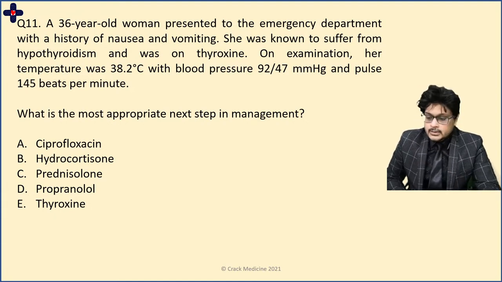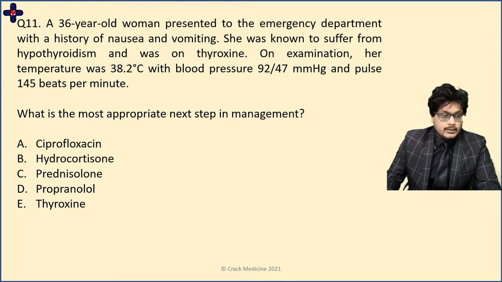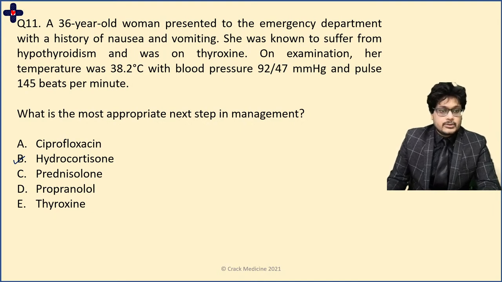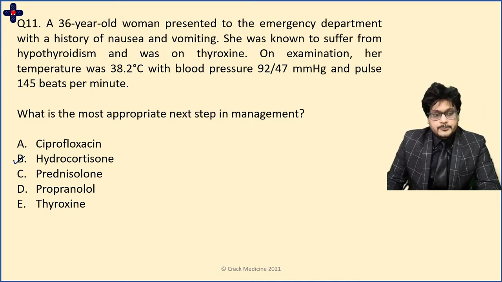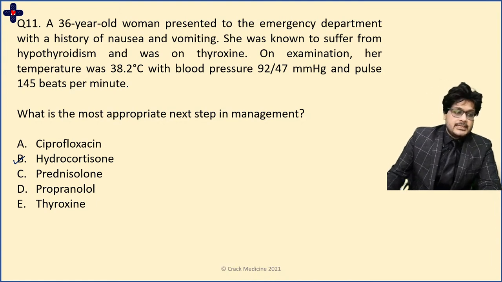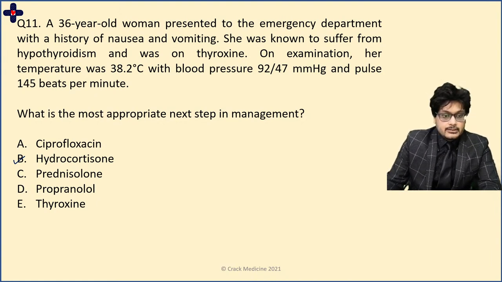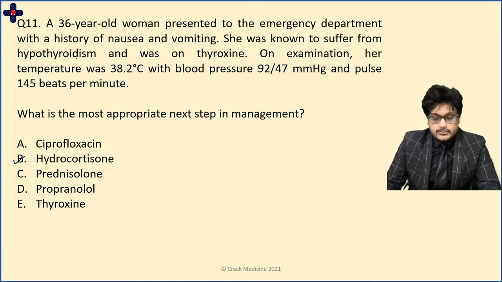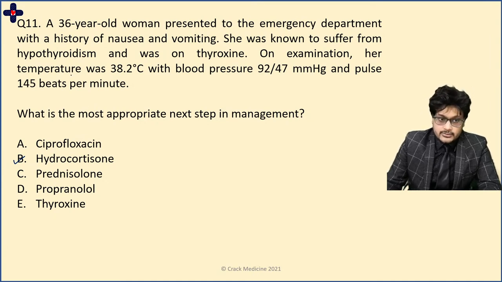Okay, so all of you are answering correctly, and that is B, hydrocortisone. All of you are quick to diagnose an Addisonian crisis. Okay, all of you have answered, I guess. Yes, so B is the correct answer. Hydrocortisone is the initial step in management. Of course, you will also supplement the patient with lots of fluid.